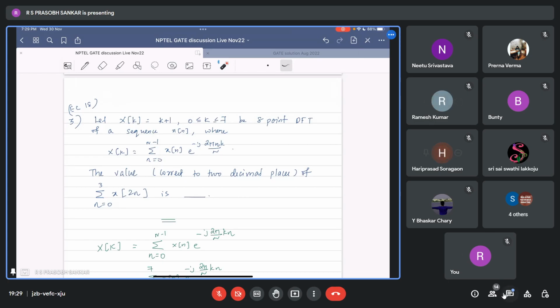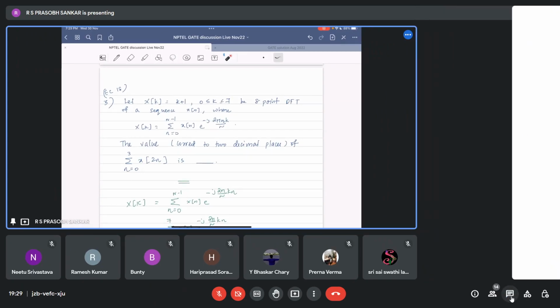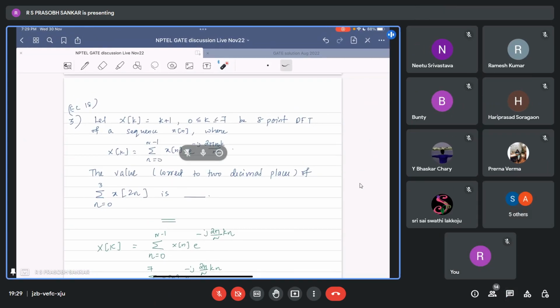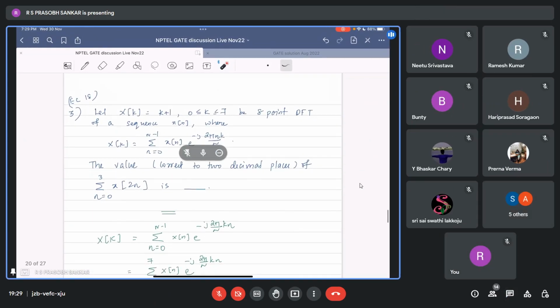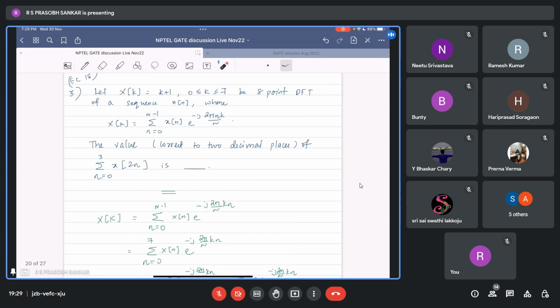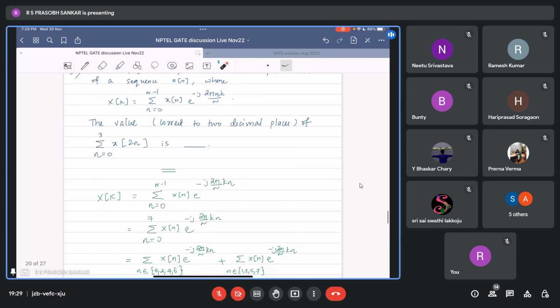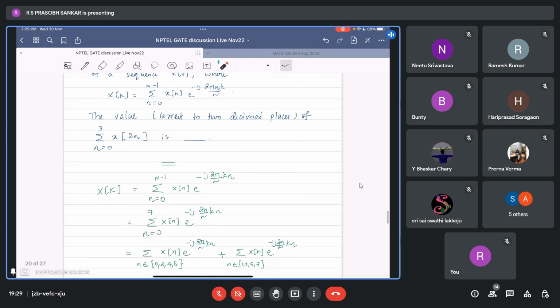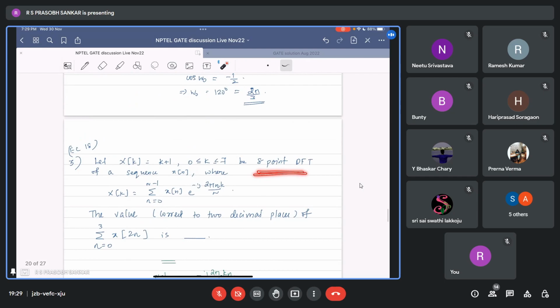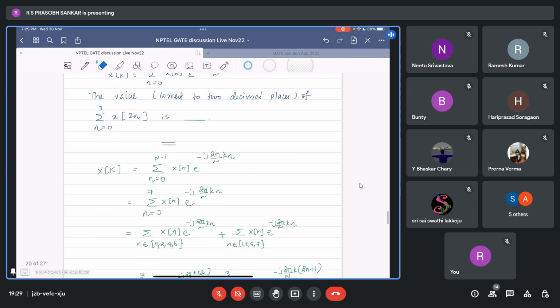You can move to the solution, no? Yeah, I think it is okay. Okay, so how do we have the DFT? This is how it is given. X of k is nothing but the summation over n of x of n e raised to minus j 2 pi by N k n. In our case, N equal to 8. It's given in the question, it's an 8-point DFT.